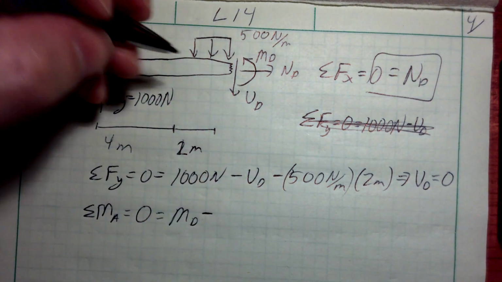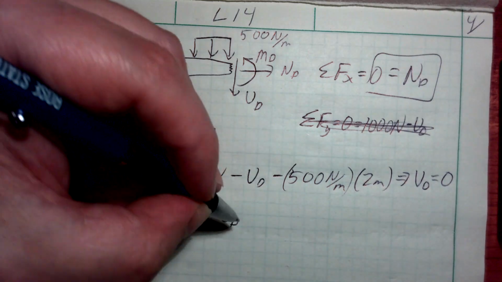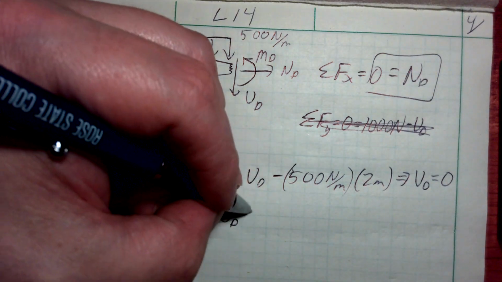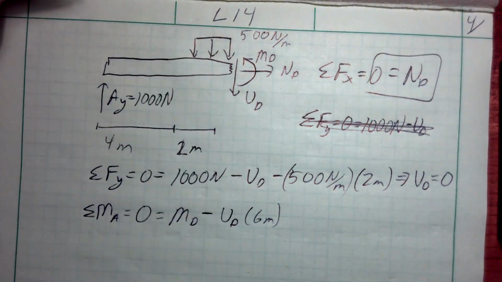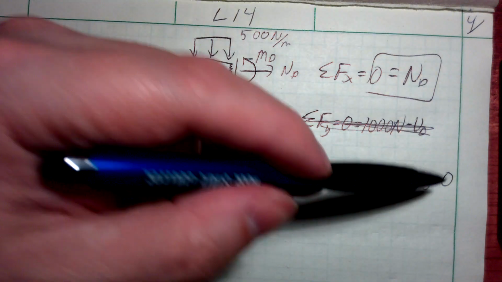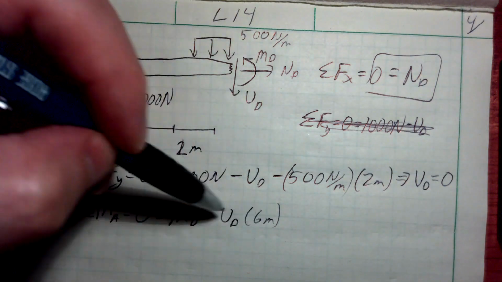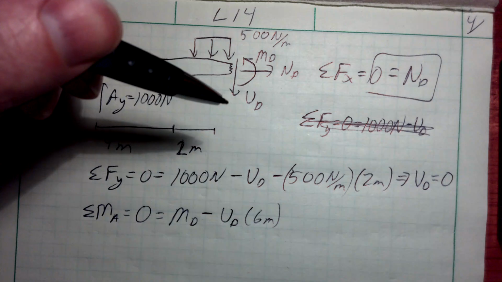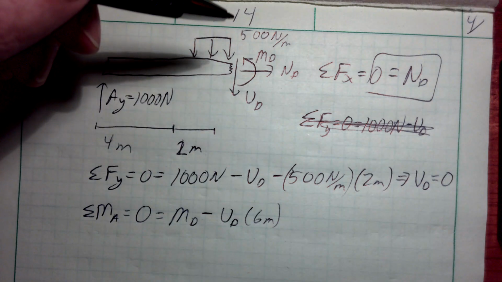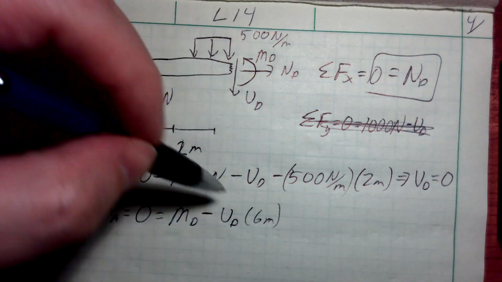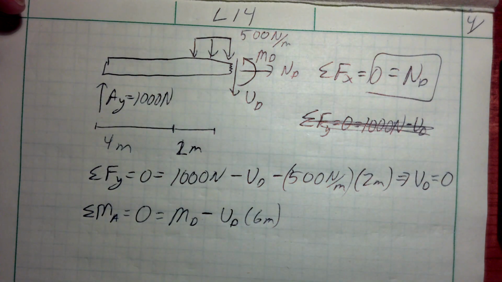So I have minus the shear at point D, and it's out at a distance of 6 meters from point A. Now, yes, I know the shear is 0, and you could just write this as a 0 if you like, but what I would suggest to you is that doing it systematically like this is going to make the next thing we're going to do a little bit easier. Okay, so we'll see that.